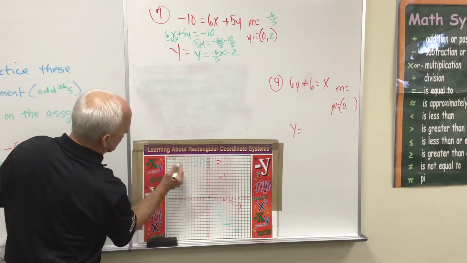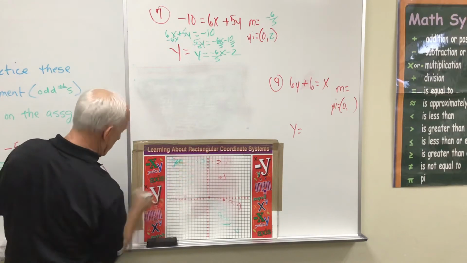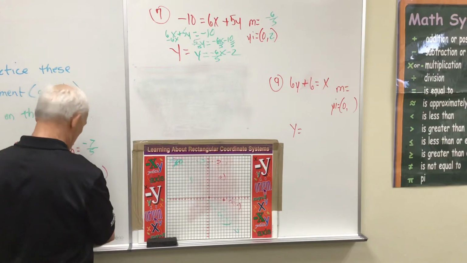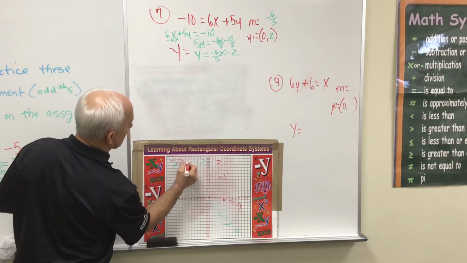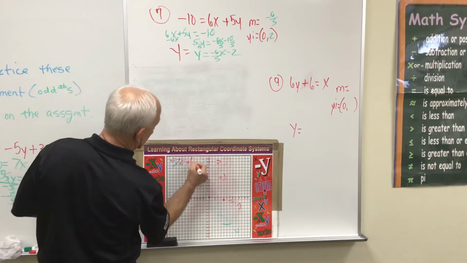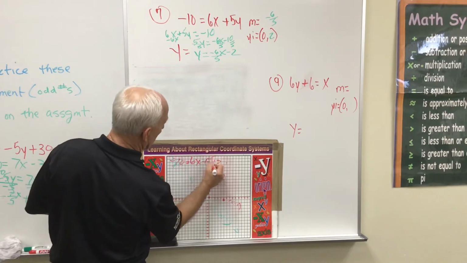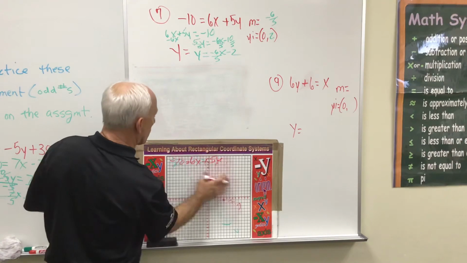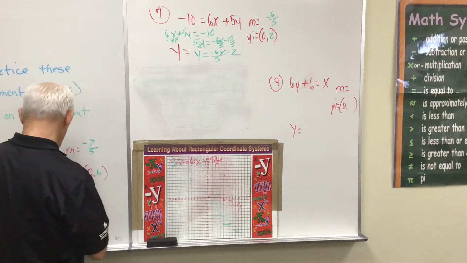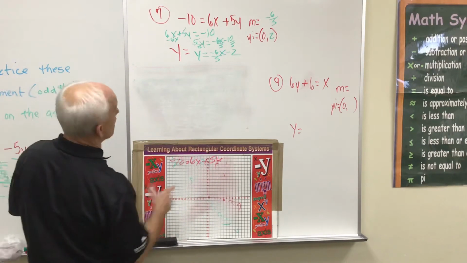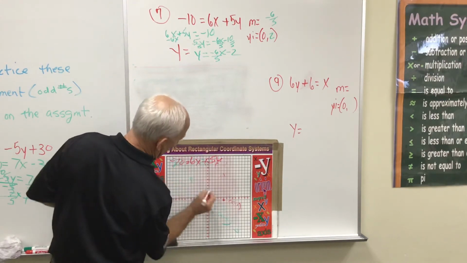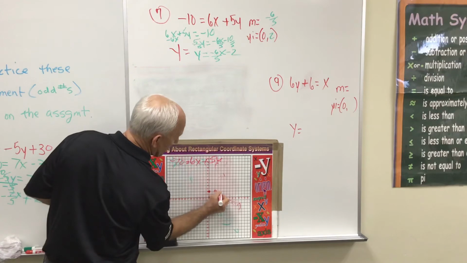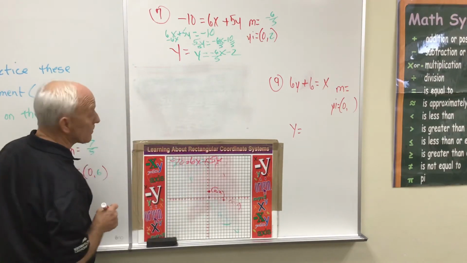Let's put down the original equation. Negative 10. Let me go ahead and use that red. Negative 10 equals 6x plus 5y. There's your original equation. Let's go over here and get the y-intercept. What is it? 0, 2. There we go. 0, 2. Did you mark that down on your graph?